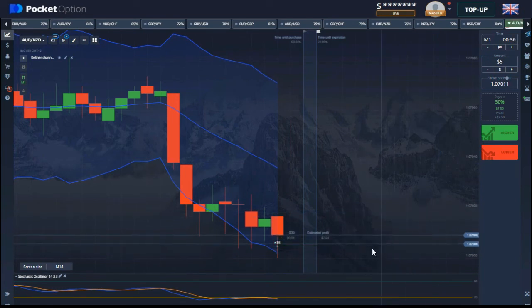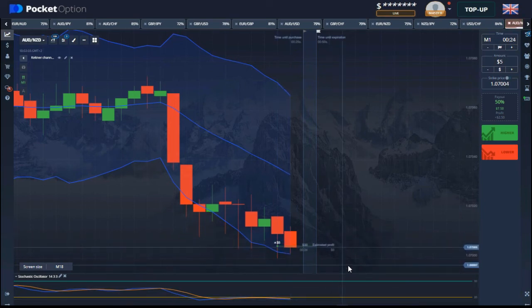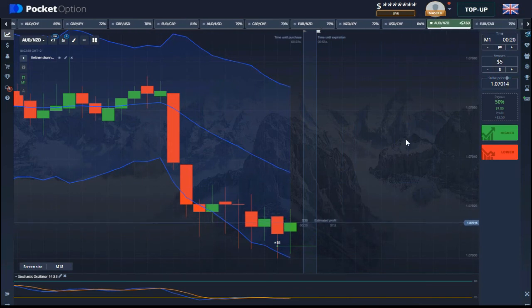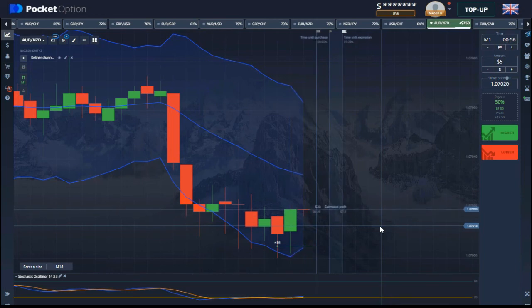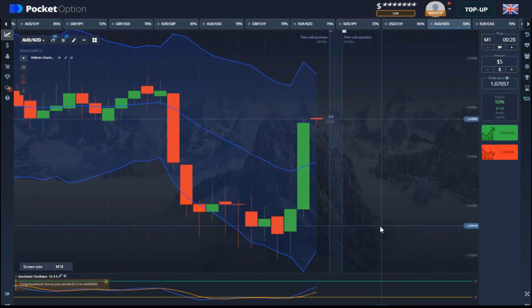I took the trade here above for 1 minute because there is a mini shadow here and the stochastic oscillator is in the oversold condition. So let's see the result here. What will happen? Let's see the result. It's a clear win.